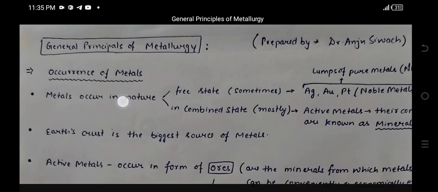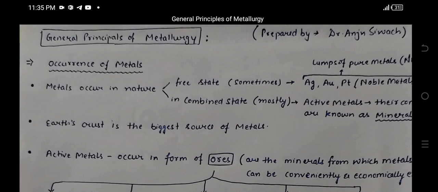So first of all we are going to do general principle of metallurgy. That is the topic of our today's presentation. So let's get started. Occurrence of metals.